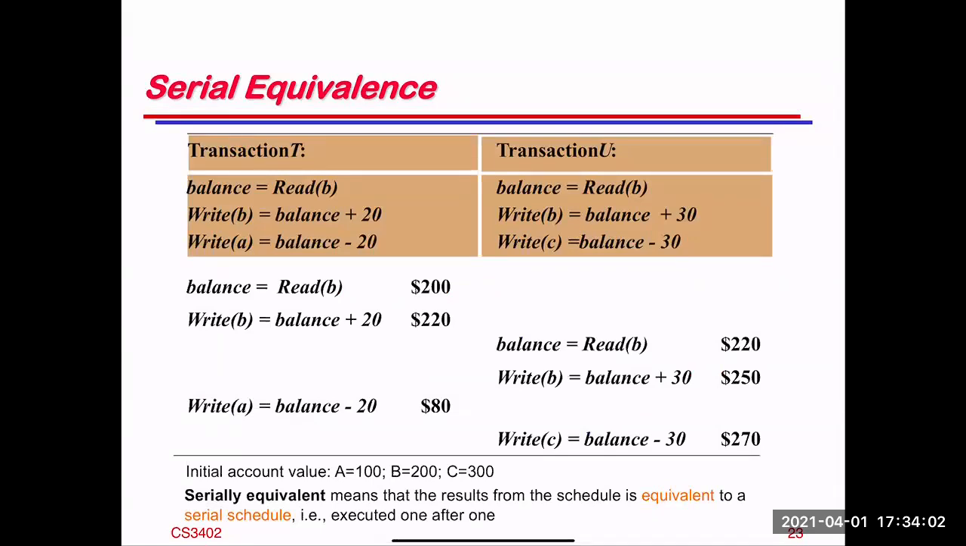So let me first, I missed some questions here. We're assuming that balance is a local variable there, okay? Each transaction has its own copy of the balance variable. It's just some program variable.